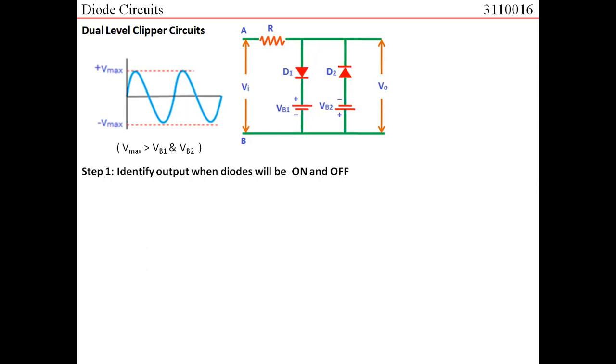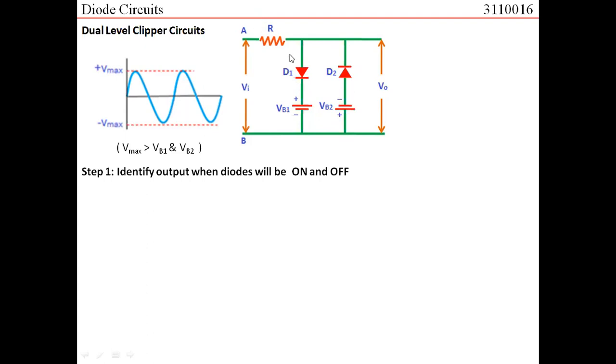It means that the output voltage, the voltage in this branch which consists of D2 and VB2, and the voltage across this branch which consists of D1 and VB1 would be the same. So if D1 is on, then the voltage between these two terminals would be VB1. So the same voltage would be here, and the same voltage would be available at the output. Similarly, if D2 is on, then the voltage between these two terminals is minus VB2, and hence the output voltage would be minus VB2.